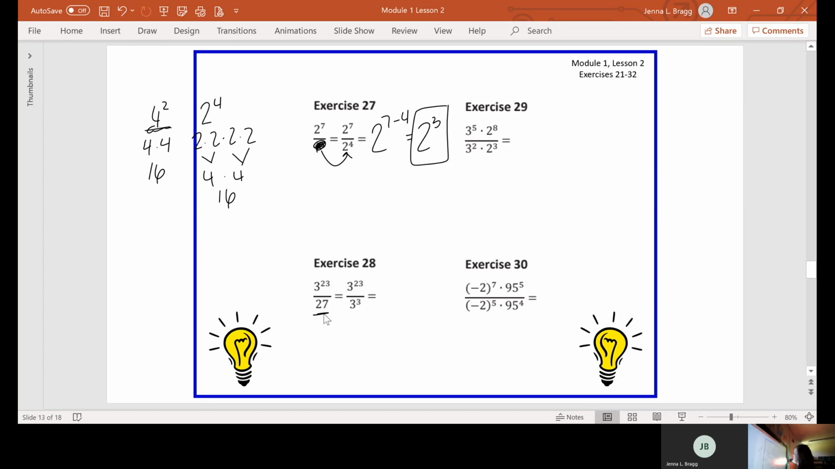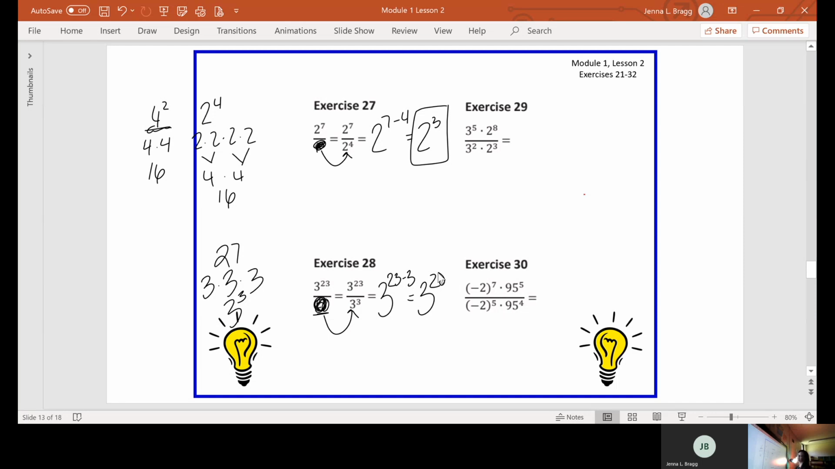I have 27 and 3, which are not common bases. However, 27 is actually 3 times 3 times 3, so 3 to the 3rd power is the same as 27. I want to replace my 27 with 3 to the 3rd. Now I have a common base. I can subtract my exponents and get 3 to the 20th power.